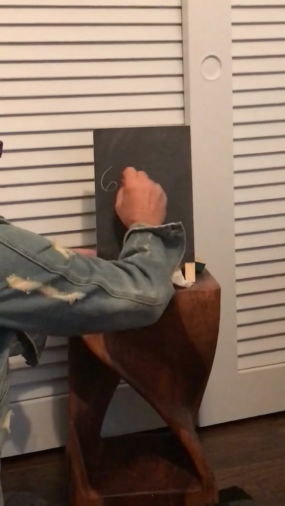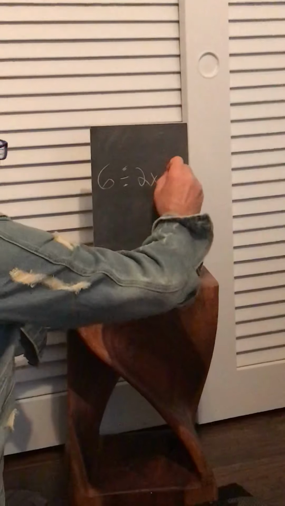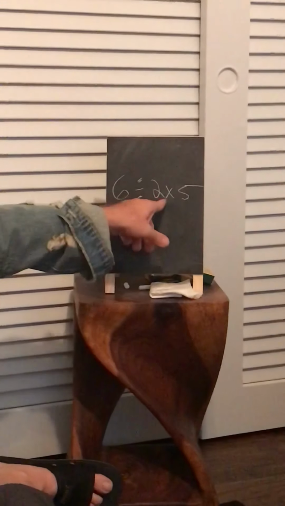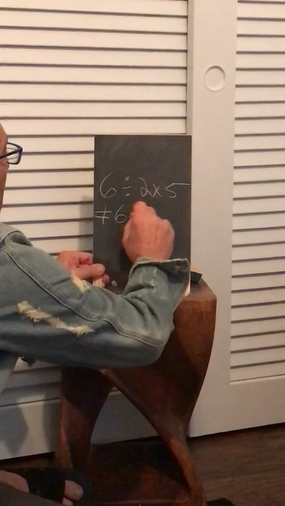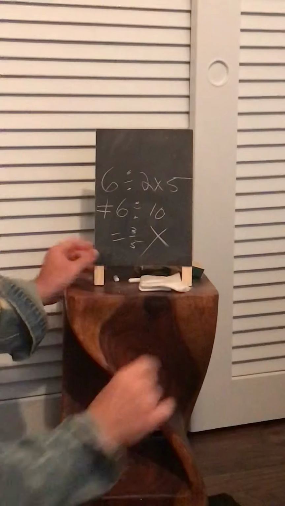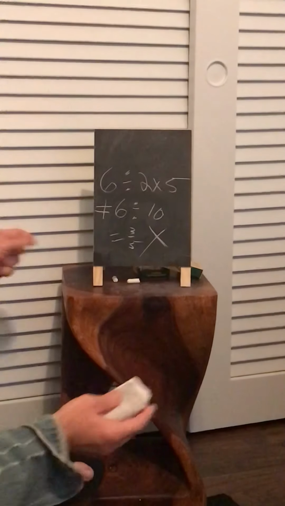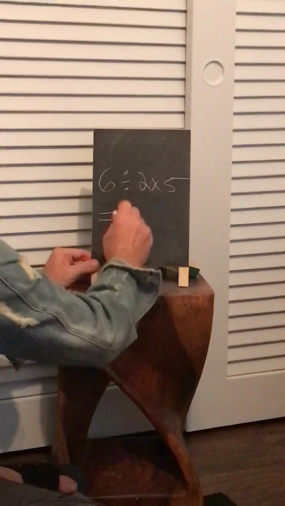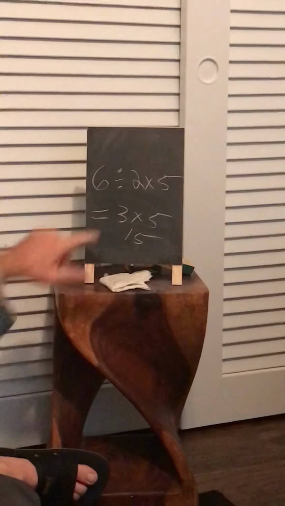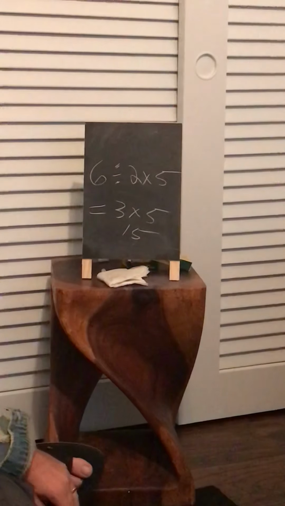6 divided by 2 times 5. Now again, a lot of people think because M comes before D in some made-up word like PEMDAS that I'm supposed to do the 2 times 5 first. That's wrong. This again is not equal to 6 divided by 10 or 3/5, whatever. The whole thing is wrong. Just wrong. It's not 3/5, but this does equal 3 times 5, which is 15. We go left to right when both operators are on the same row.